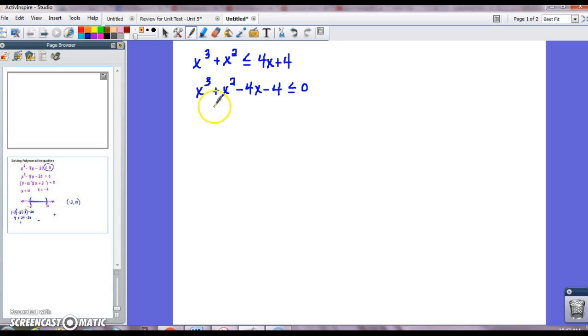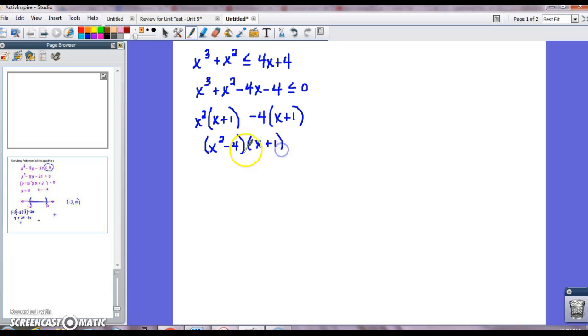This is in fact factorable. It's factoring by grouping. Group your first two terms together. You can take out x squared, and then you're left with x plus 1. Group your second two terms together. If I take out 4, I'm also left with x plus 1. Leaves me with x squared minus 4 times x plus 1.